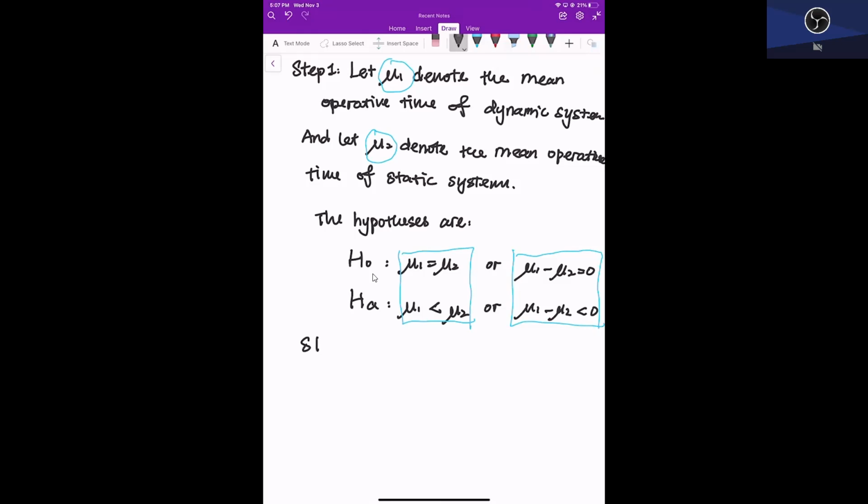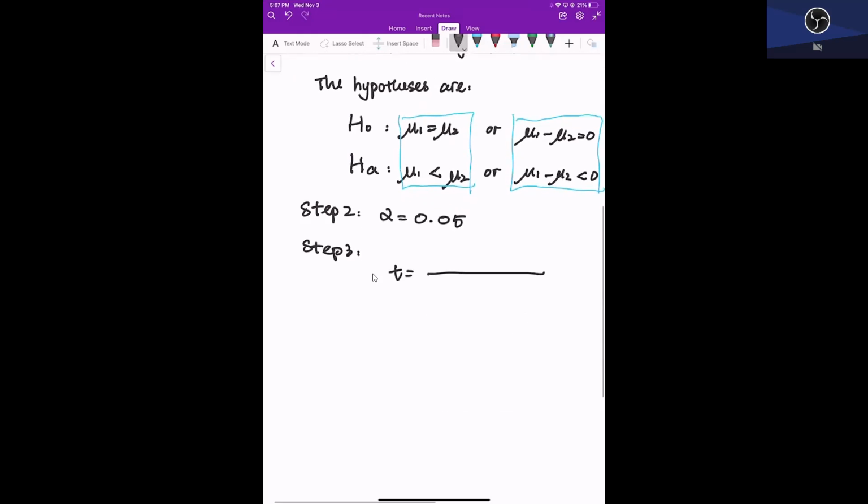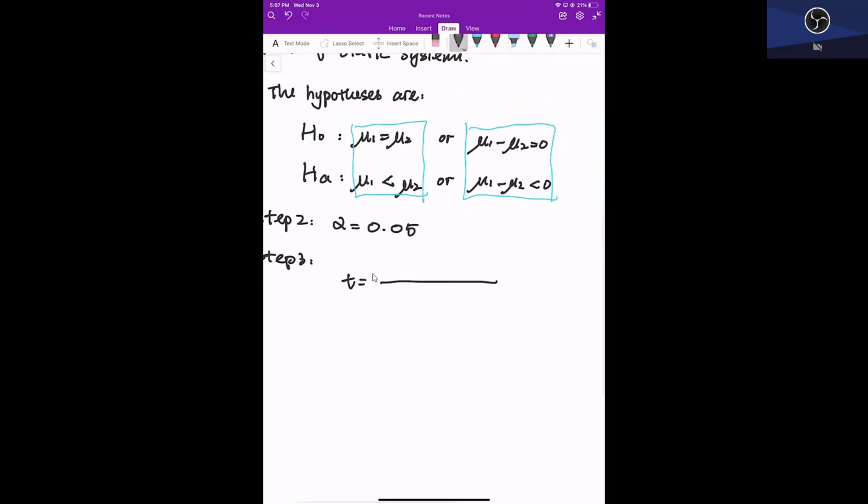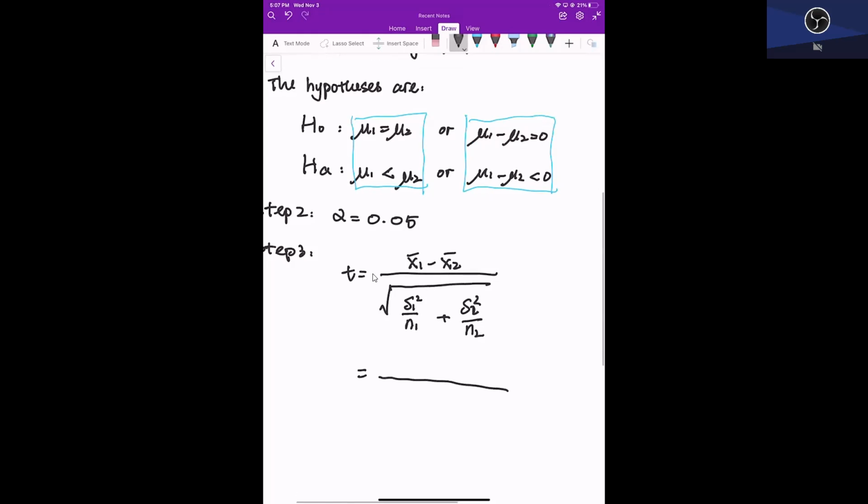That's step 1. Step 2 is identify alpha. According to the problem, alpha equal to 0.05. Step 3 would be calculate the test statistic t, which in our case is t equal to x1 bar minus x2 bar divided by the square root of s1 square over n1 plus s2 square over n2. Simply plug in numbers and then use your calculator.